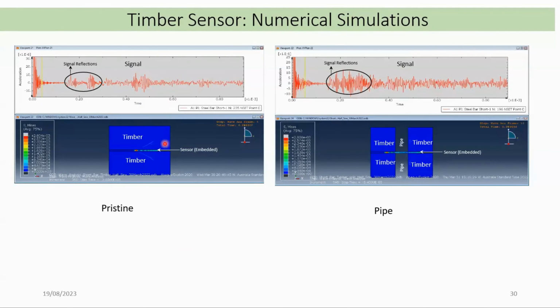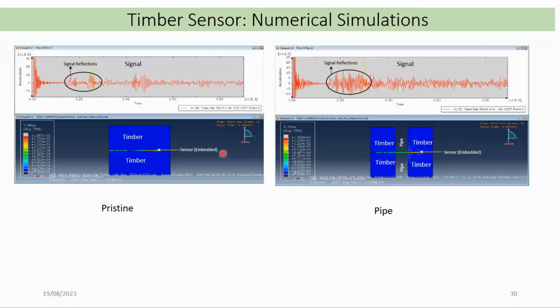So we have put a guided wave sensor here. Basically, we are exciting the timber, which is here, through a waveguide, like the one that we have used for monitoring timber. And we are able to see how the signal characteristics have changed because of the presence of this pipe.